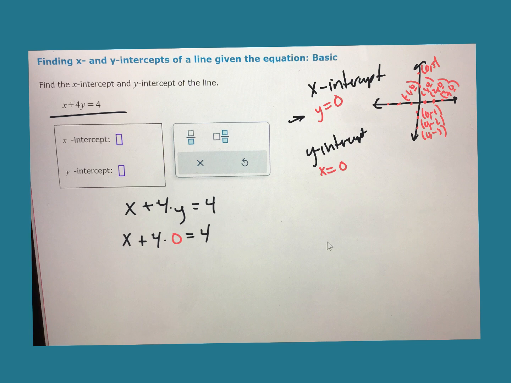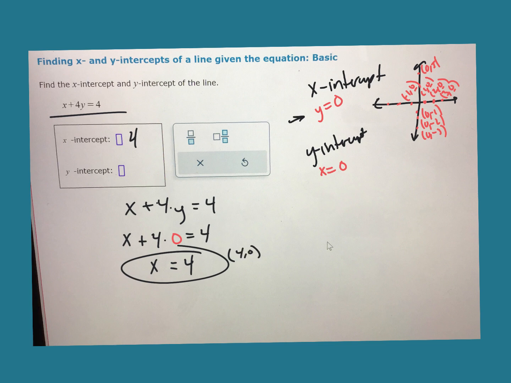And then I'm going to solve. So 4 times 0 is 0, so that just leaves me x alone, because x plus 0 is just x, equals 4. So then my x-intercept must be 4. Or again, as an ordered pair, that would be the point 4, 0.